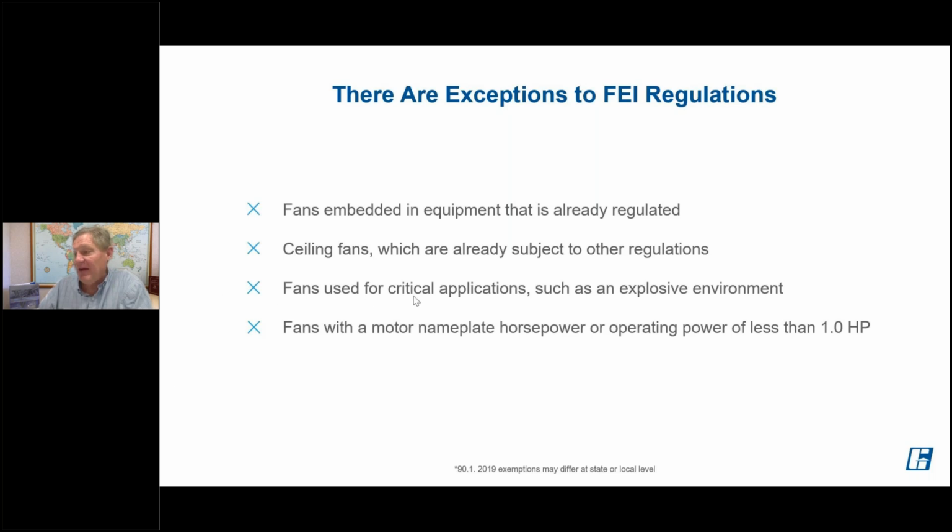Fans used in critical applications such as explosive environments, maybe some life safety applications, are also exempt from the regulation. The thinking is that they don't run all the time, so energy efficiency isn't that critical. It's more about the function of that fan. High temperature applications might be another one where you get some exemption. And lastly, fans under 1 horsepower are also exempt. So small fractional horsepower fans are still exempt from this regulation as well.